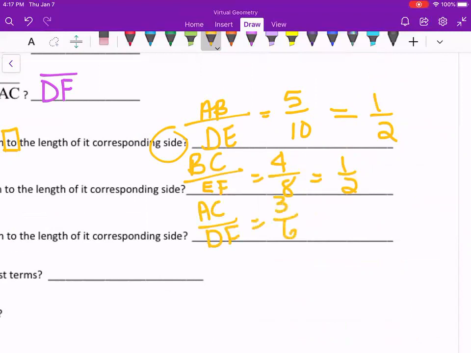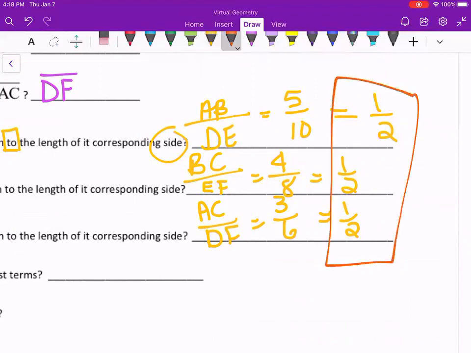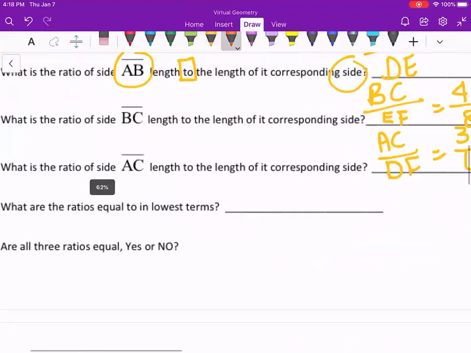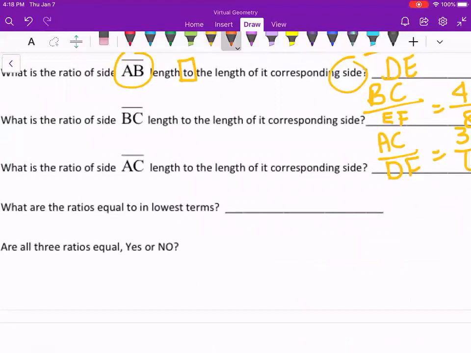So 3 over 6 for 1/2. So they all reduce down to the same thing, and that's what you want to happen. Again, that means the sides are all proportional. So that had to happen. So what are the ratios equal to in lowest terms? They're all equal to 1/2, which tells you you have proportional sides.